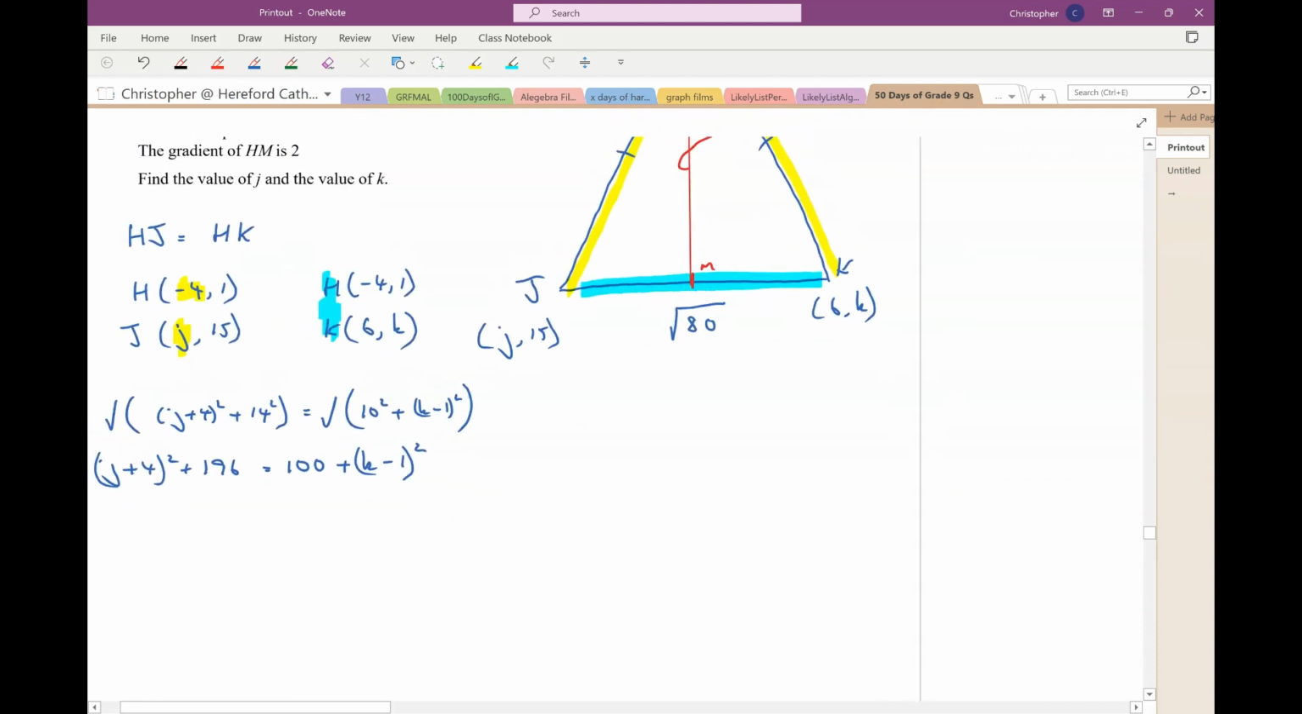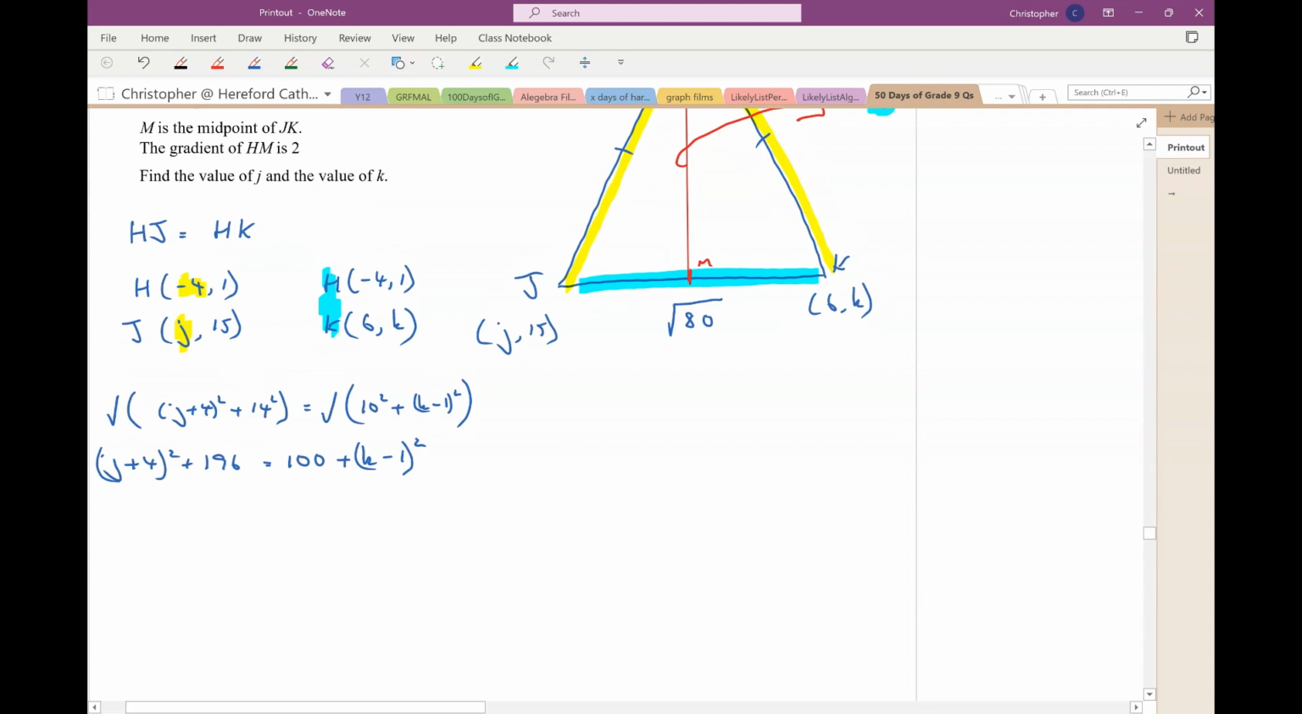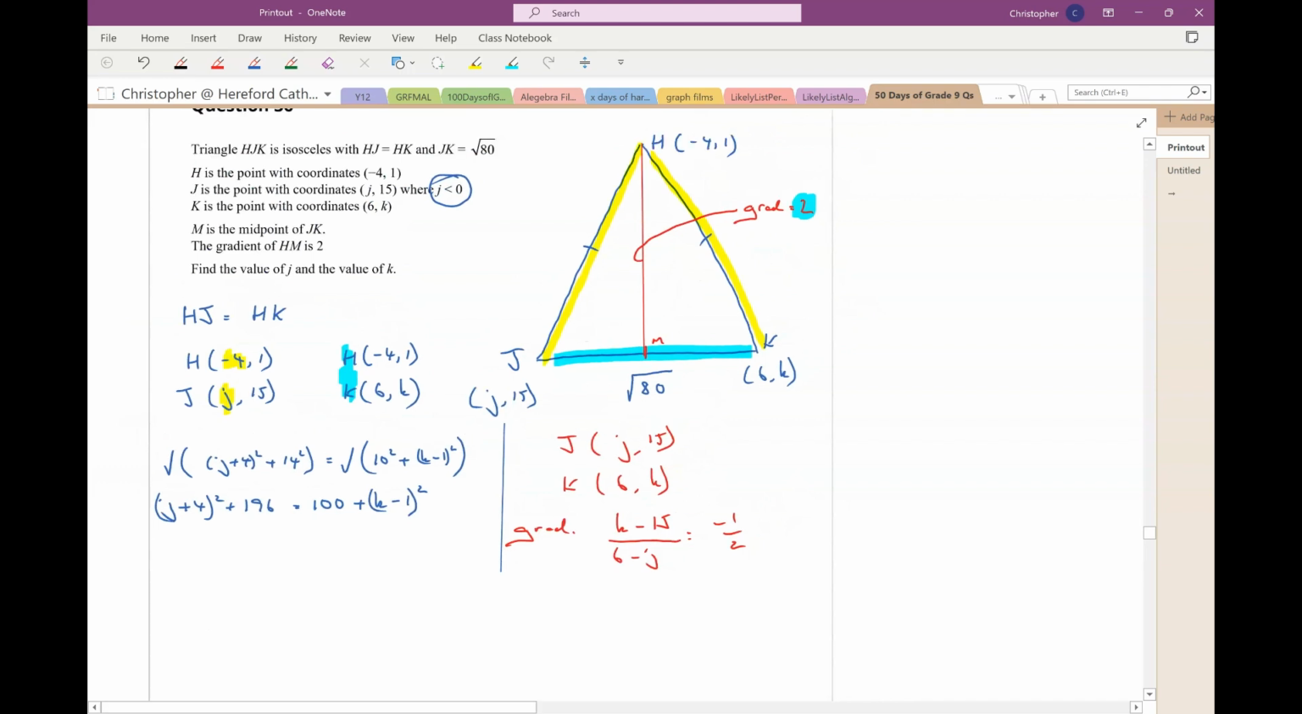Right, let's use the second piece of information now. Let's cut this in half here. Let's use the gradient information, shall we? So I know that I've got J, which is J, 15, and I've got K, which is 6, K. So the gradient there, the gradient of JK, is going to be the difference in the y's. So let's do the bottom minus the top. So K minus 15 divided by 6 minus J, and I know that that equals minus a half, the negative reciprocal of the gradient of the line HM.